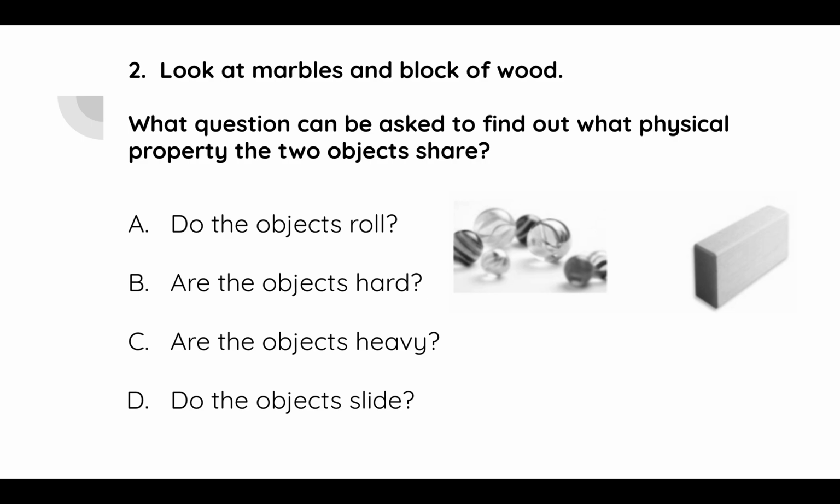Number 2, look at the marbles and block of wood. What question can be asked to find out what physical property the two objects share? A, do the objects roll? B, are the objects hard? C, are the objects heavy? D, do the objects slide?